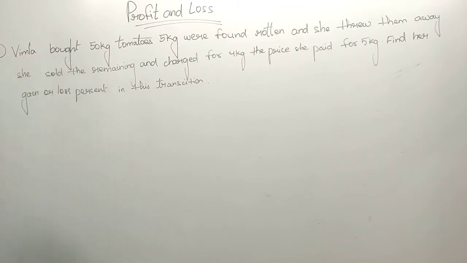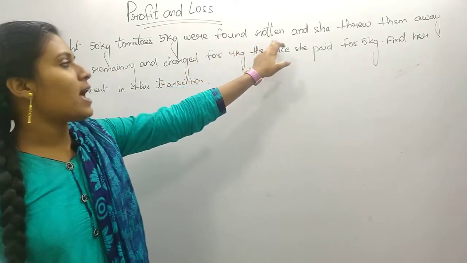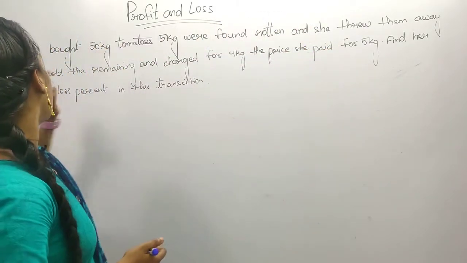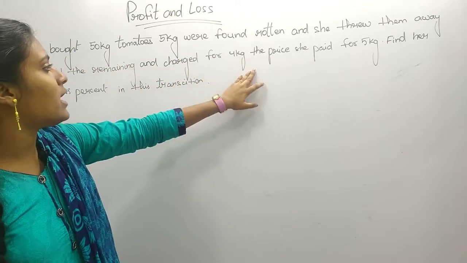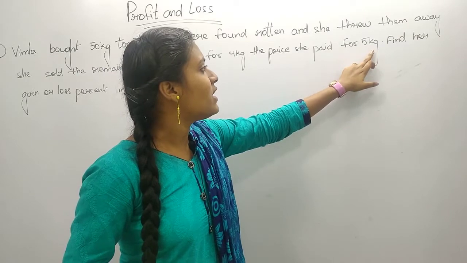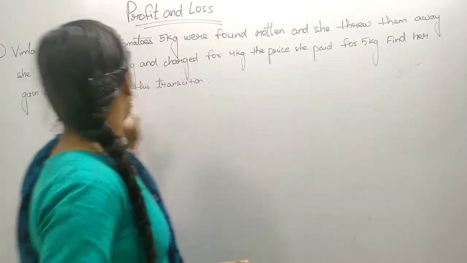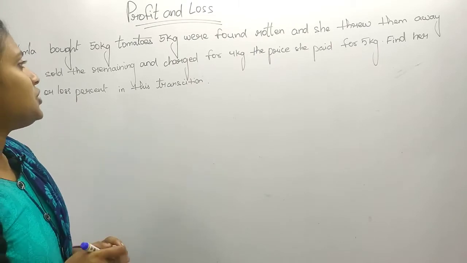Vimal bought 50 kg of tomatoes. 5 kg were found rotten and she threw them away. She sold the remaining and charged for 4 kg the price she paid for 5 kg. Find her gain or loss percent in this transaction.